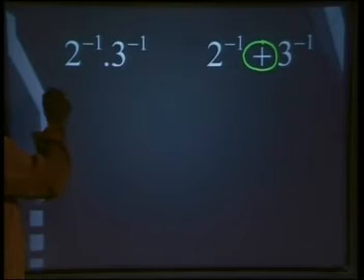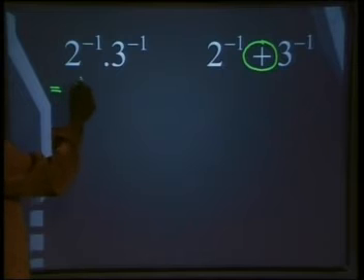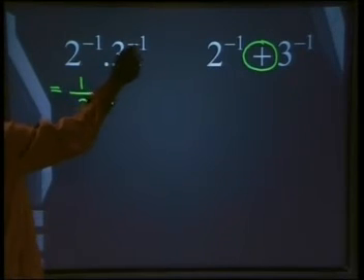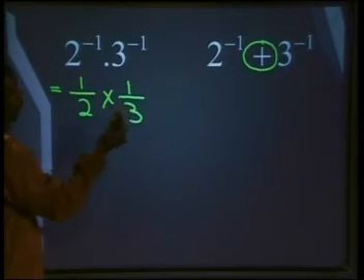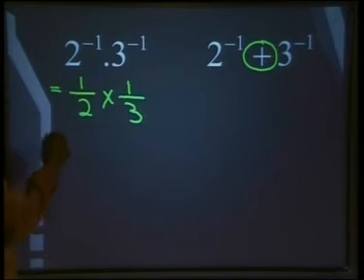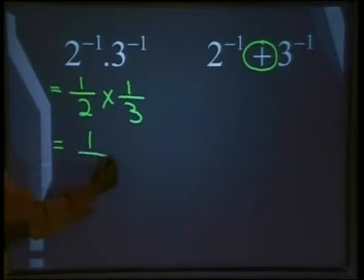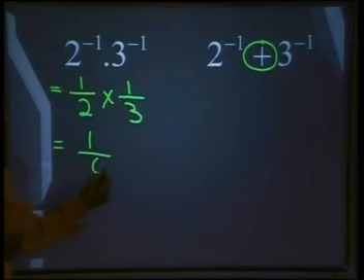Remember what we just learned? Now, 2 to the power minus 1 can be written as 1 over 2 to the positive 1, which is the same as 1 over 2, multiplied by 3 to the power minus 1, which can also be written as 1 over 3 to the power positive 1, which is the same as 1 over 3. We are multiplying, therefore we can multiply the numerator with the numerator, which gives us 1. Then we multiply the denominator with the denominator, 2 times 3, which will give us 6.